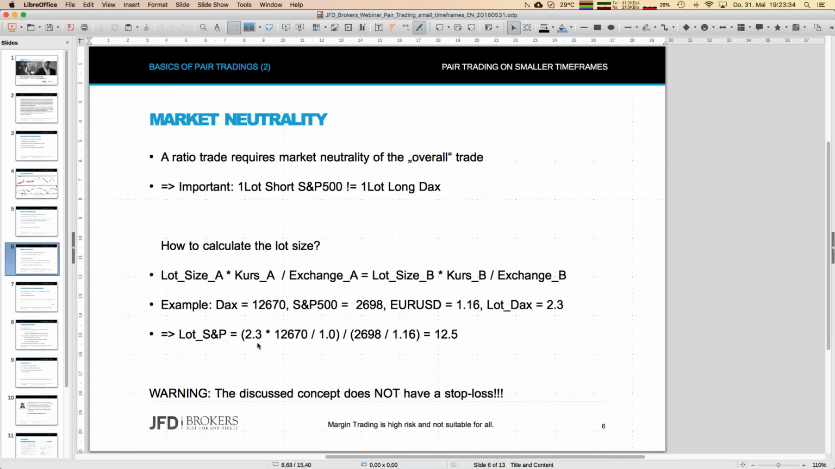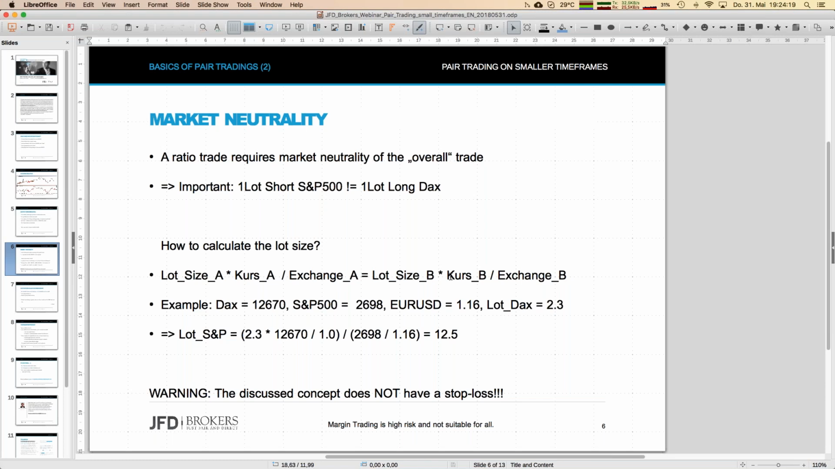It's really straightforward. We multiply the lot size of the DAX trade with the price of the DAX divided by the exchange rate, just 1. And then we divide everything by the price of the S&P 500 divided by the exchange rate. It's nothing else than solving that equation for lot size B, which is really not that complicated. That's what I have done here. And doing the math, finally we have 12.5. If you now check backwards the two sides of that equation, you will realize it's nearly perfect.